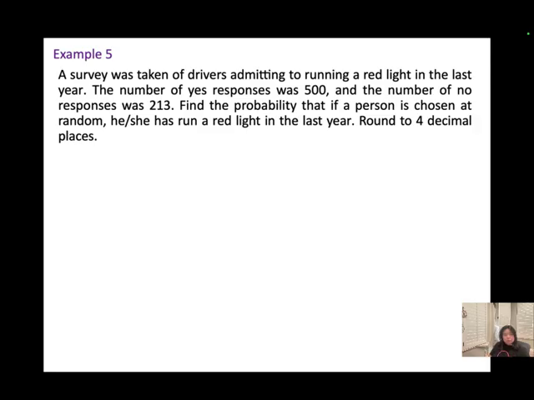Example 5. A survey was taken of drivers admitting to running a red light in the past year. The number of yes responses was 500 and the number of no responses was 213. Find the probability that if a person is chosen at random, he or she has run a red light in the last year. Round to 4 decimal places.